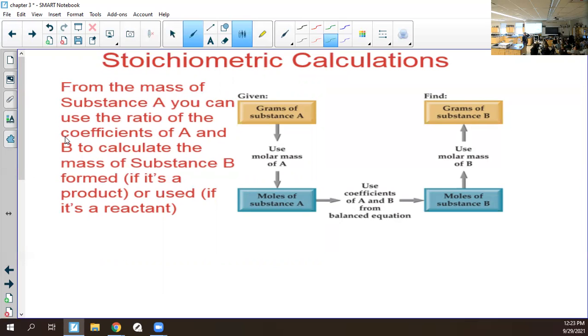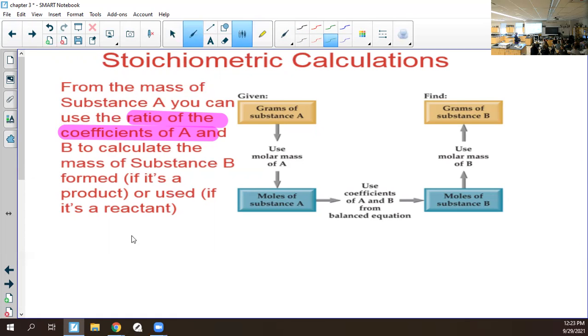Ratio of coefficients is something we should know from now on, okay? The ratio of coefficients are the numbers that are in front of a balanced equation.